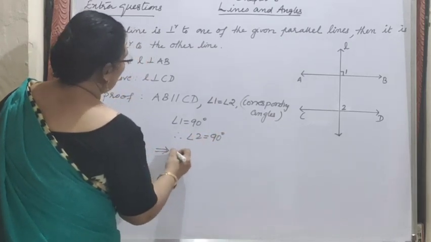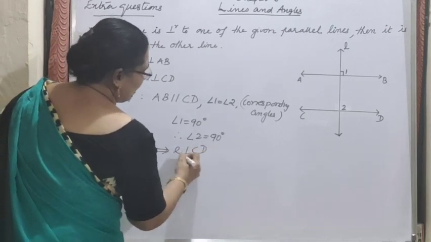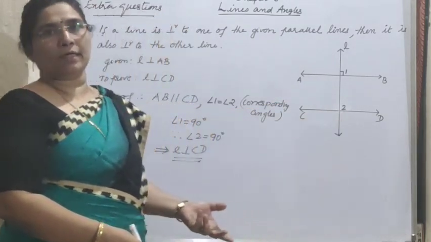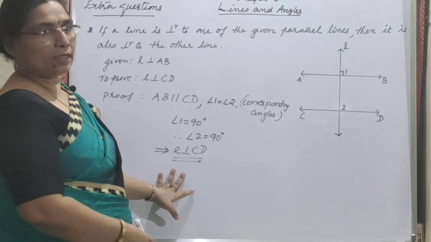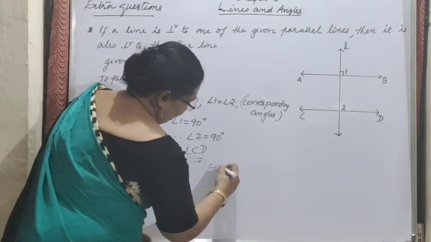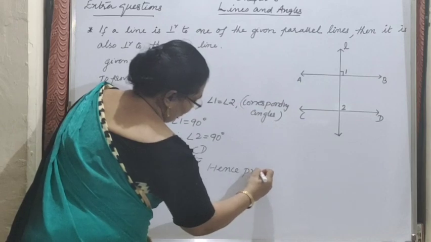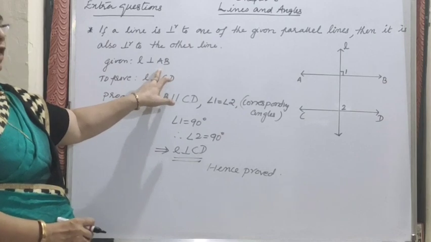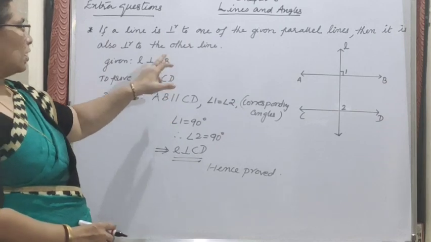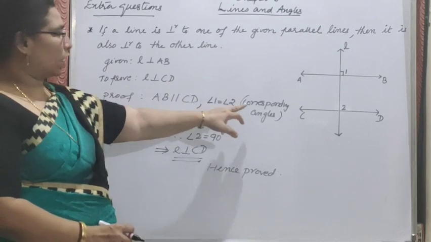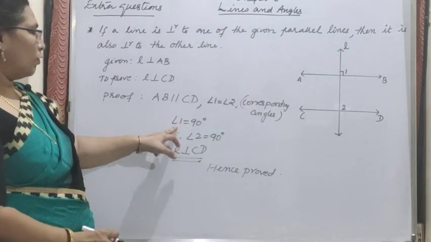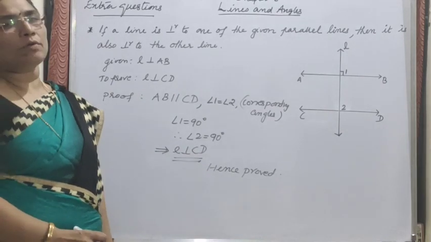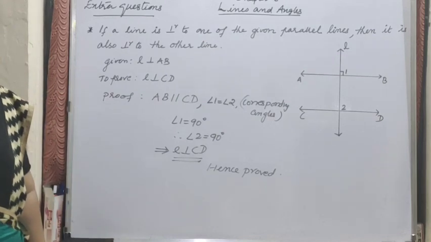This implies L perpendicular to CD. Right? L is making an angle of 90 degree with the line CD also. So L perpendicular to CD, hence proved. Simple question only. It is given that L perpendicular to AB. We should prove that L perpendicular to CD, and also AB and CD are parallel lines. So the corresponding angle property we should use. Therefore angle 1 and 2 are equal because they are equal to 90. So L perpendicular to CD, that is the other line, hence proved.